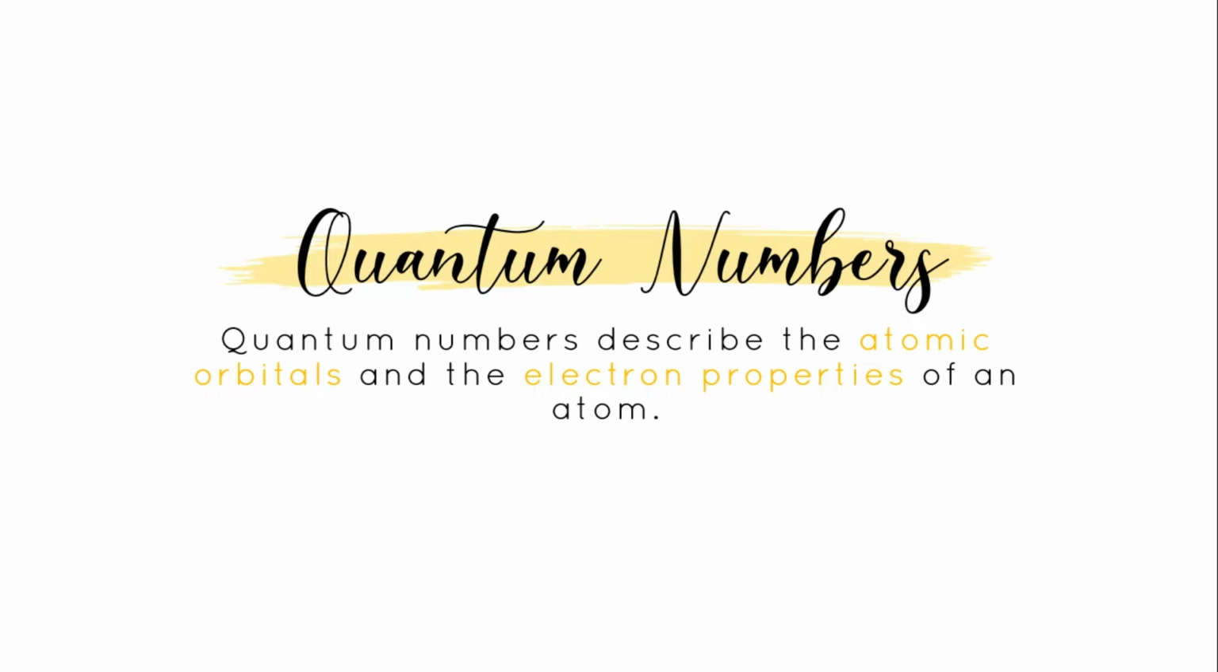So now let's move on to quantum numbers. Quantum numbers describe the atomic orbitals and the electron properties of an atom. Just remember that quantum numbers describe two things, the orbitals and the electrons of an atom. So overall, we have 4 quantum numbers.